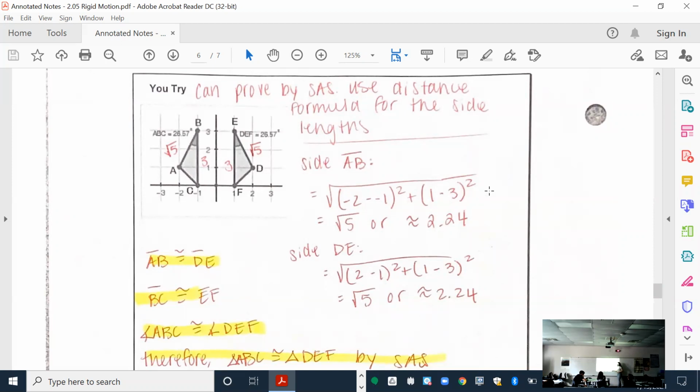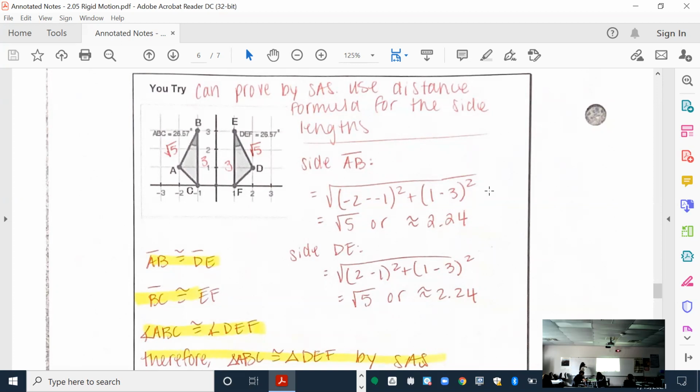All right? So I know, as long as you put x1, y1 on one of them, it doesn't matter which one, you'll be fine for the other ones. Questions about side AB and DE? Good on that?